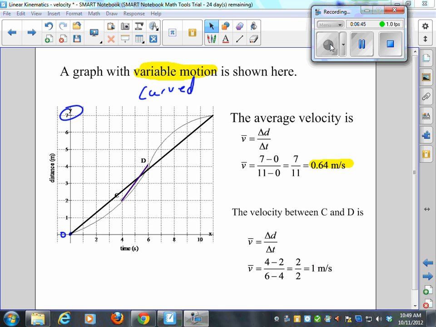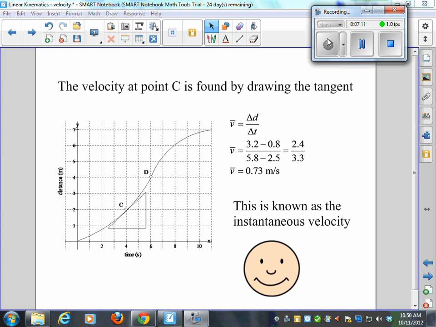So when I give you a curved graph like this, I can ask you many different things. I can ask you for the total average velocity, that would always be from where you start to where you end. I could ask you to find average velocity between 2 points, or I could ask you to find instantaneous velocity at a single point. I haven't shown you that yet, but I've shown you 2 examples here: overall average velocity, start to finish, and average velocity between 2 points. So this last one here, same graph, the velocity at a single point C. What I'm asking you for is the velocity at point C.